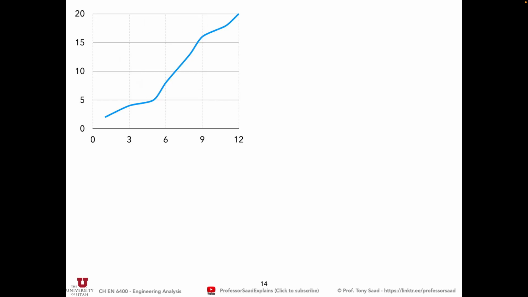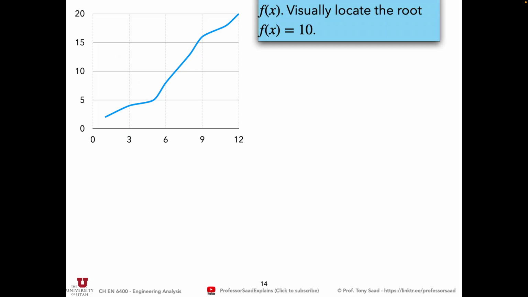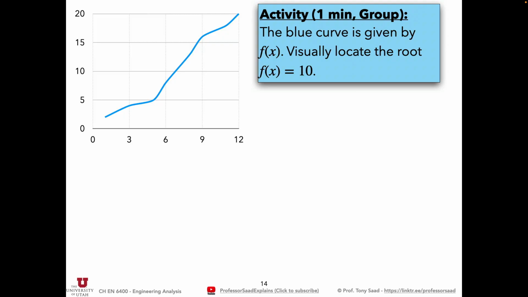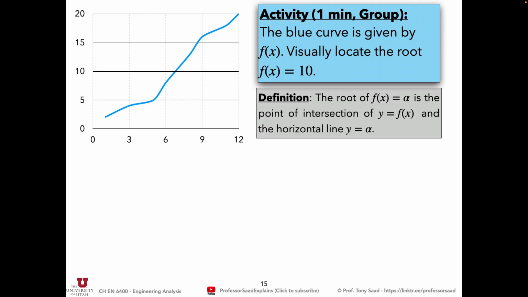Okay, so now I have another curve also in blue. It's given by this blue curve. Call it f of x. Now I want to solve f of x equal 10. At 10. Okay. So in this case, we're intersecting the function f of x with the line y equal 10. So if you draw the line y equal 10, okay, this is the root in this case. F of x equal 10. You're intersecting f of x with the line y equal 10.